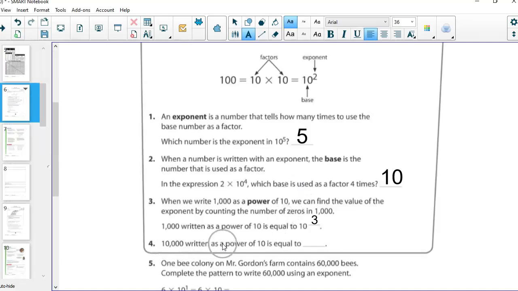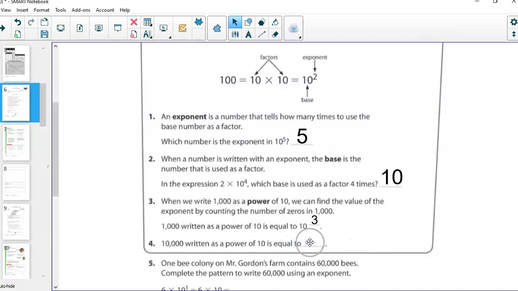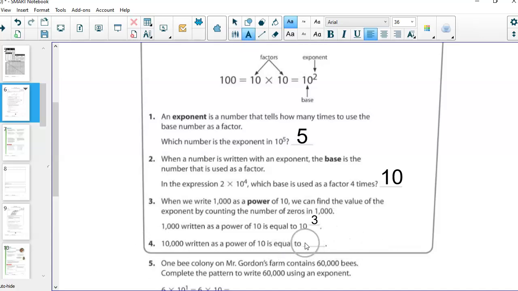So then 10,000 written as a power of 10 is equal to, and we're going to write out the entire problem, so that would be 10. And then it's going to have a power of 4 because there are 4 zeros written behind the 1.